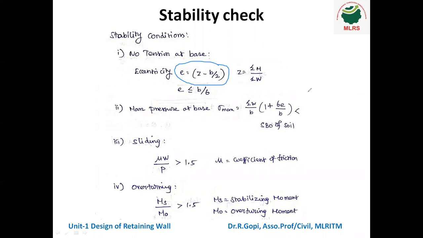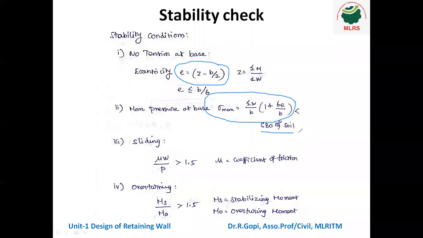So this is our maximum pressure developed at the bottom. This is the formula, summation of W divided by B into 1 plus 6e divided by B. It should be less than the safe bearing capacity of the soil. Safe bearing capacity, definitely they will give in the question.